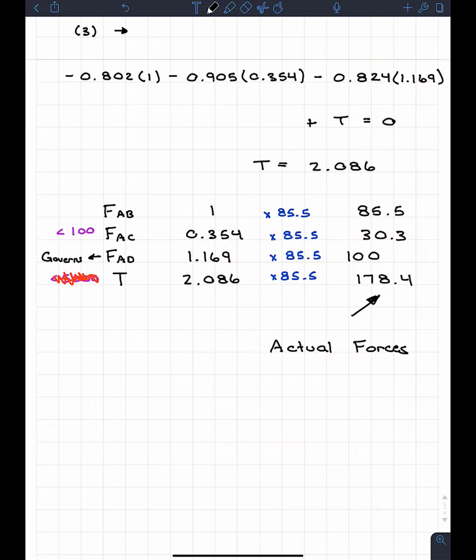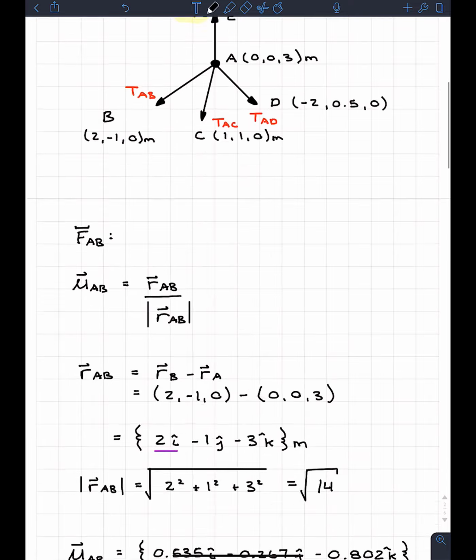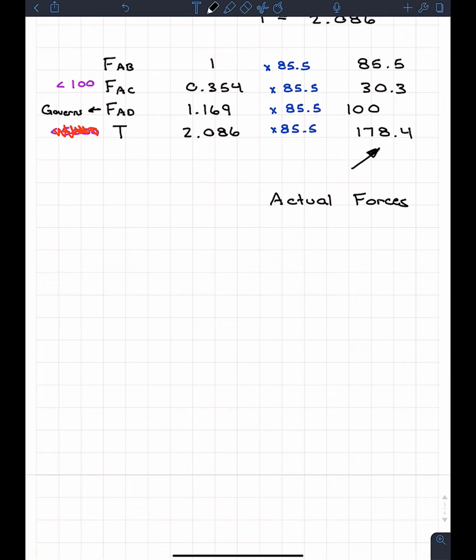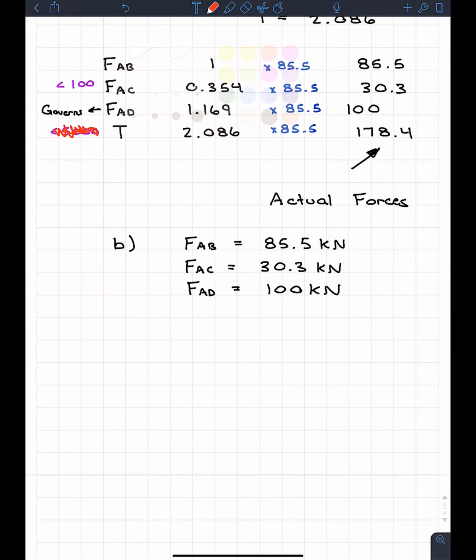So even though it says in the question, I believe it's part B, what is the force in each rope just as it's about to break? Well, we just found that. So we can put that real quick for part B. I'll start with FAB, it's going to be equal to 85.5 kilonewtons. FAC is going to be equal to 30.3 kilonewtons, and FAD is going to be equal to 100 kilonewtons. And this is just before FAD breaks. So that's part B right there. So let's put a nice box around it.